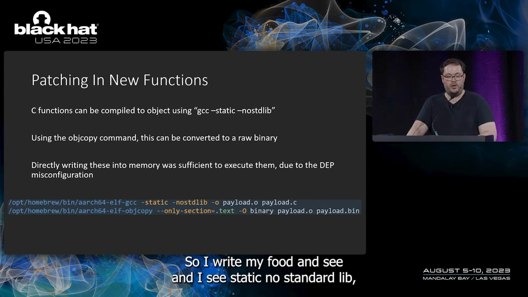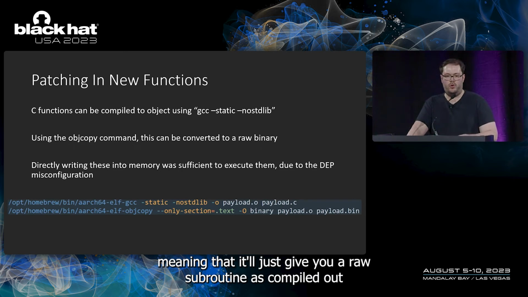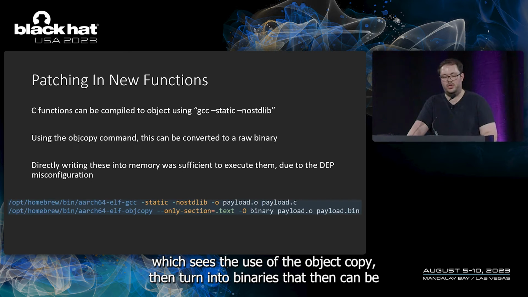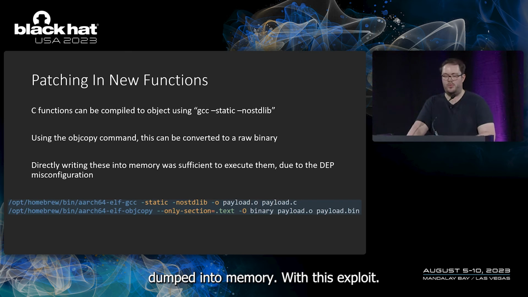So I write my code in C and then use GCC static with no standard lib, meaning that it will just give you raw subroutines compiled out, which you can then use objcopy to turn into binaries that then can be dumped into memory with this exploit.